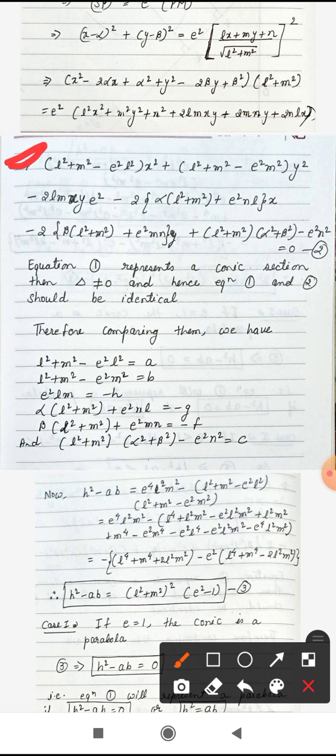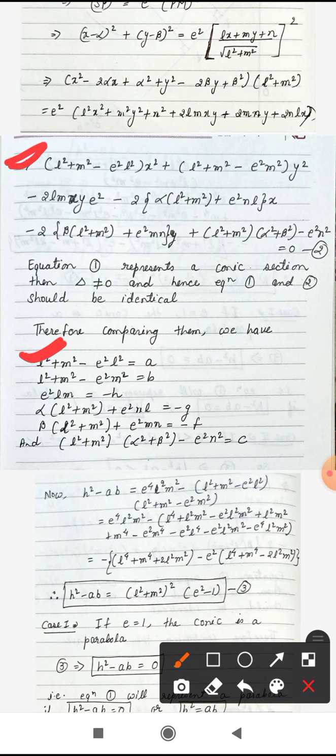And as I discussed earlier, if equation 1 represents a conic section, then delta not equal to 0. Hence, if equation 1 and 2 both represent a conic section, then we can compare them, and equation 1 and 2 should be identical. Therefore, comparing them, in equation 1 the coefficient of x square is a, and in equation 2 the coefficient of x square is L square plus M square minus e square L square.